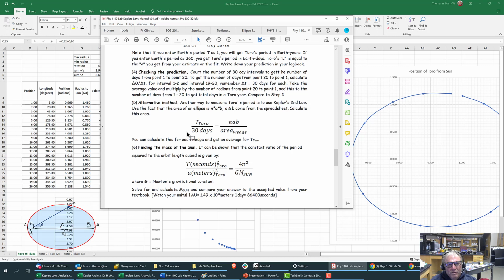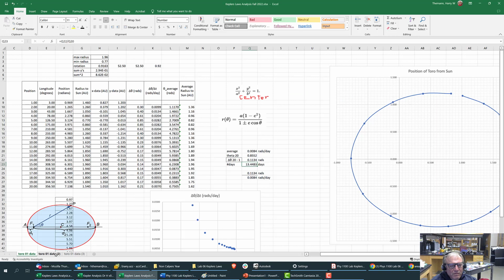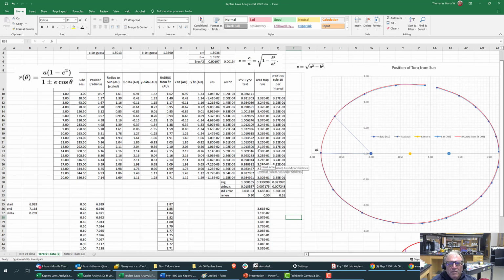And then of course you need the 30 days in this ratio. To get the period of Toro, you just take this and bring it up to here. In your calculator, you can get A and B from your spreadsheet. You've got an area of wedge there. I think you can just use the average value, right? Because that's the area of every one of the wedges.